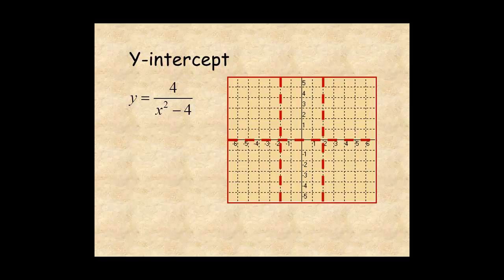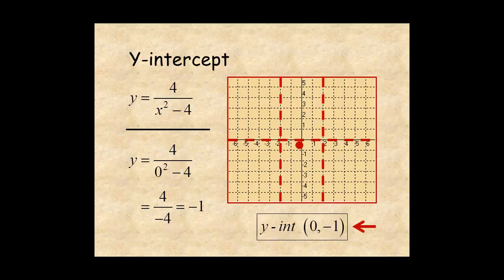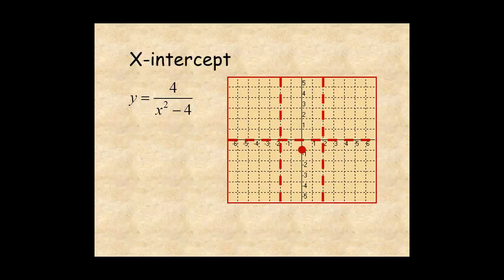To find the y-intercept, evaluate the function for x equals 0. This gives 4 over negative 4, which is negative 1. So the y-intercept for the function is the point 0, negative 1. The x-intercept is the 0 of the numerator. Since the numerator is a constant, it can never be 0, and there is no x-intercept.